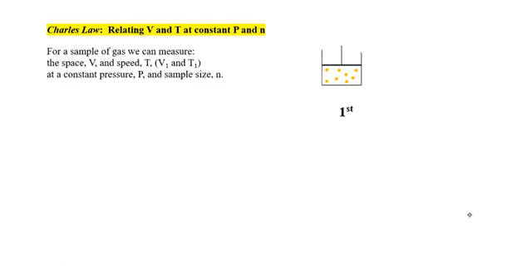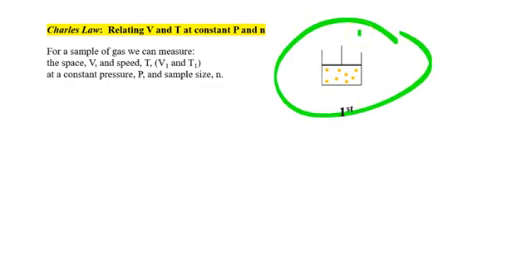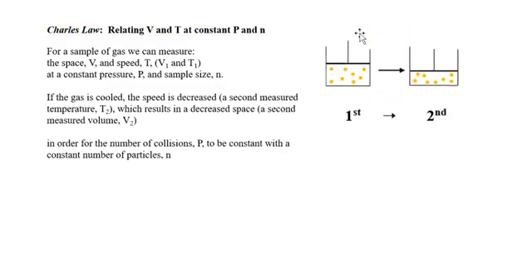Okay, Charles' law. Charles' law was also investigated by Gay-Lussac, but he knew that Charles came first, so he credited Charles with it. Here we have volume and temperature at constant pressure and moles. So we go to our plunger over there. If we heat it up and allow the volume to keep the pressure constant, then the volume will expand. If the gas is cooled, then the volume decreases.